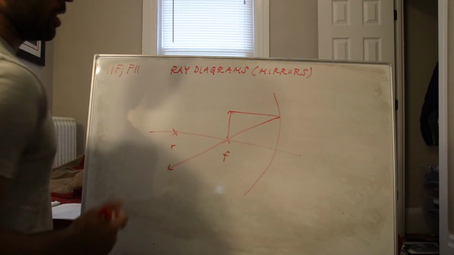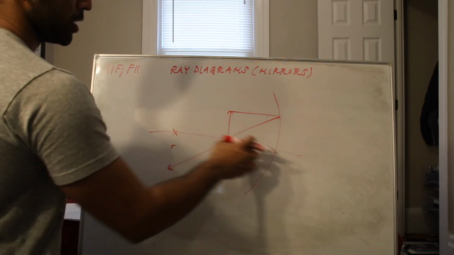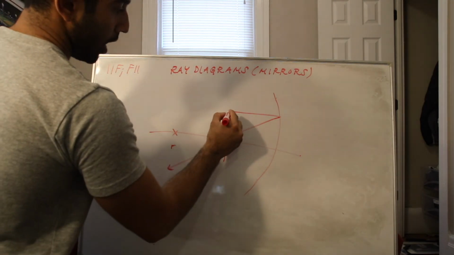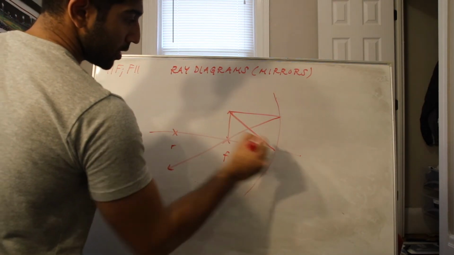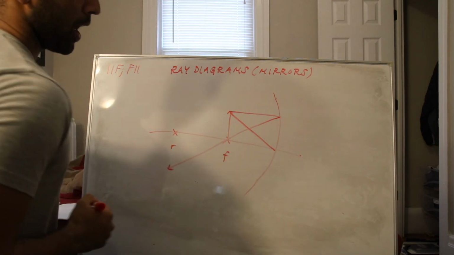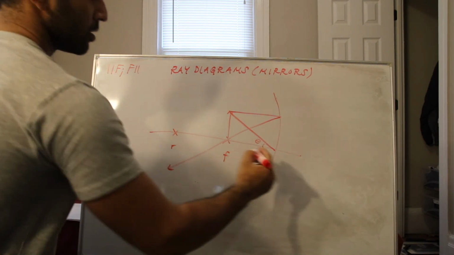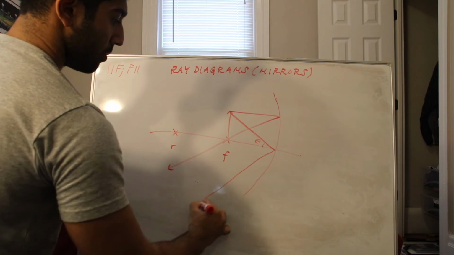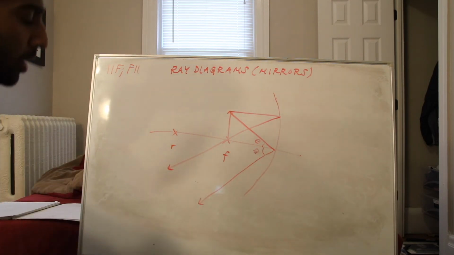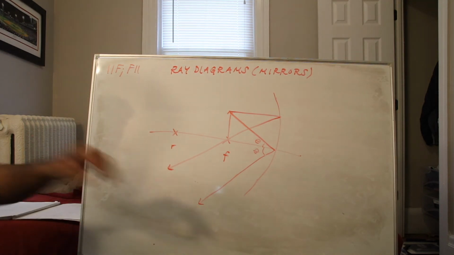So when you can't go through F, you will go through the center of the mirror, where the principal axis meets the mirror, and there's a special property about this. The light ray will bounce back at the same angle theta that it hits at. So it'll bounce back at the same theta, and you'll see, if you draw this properly, that these two rays will be parallel. These will never intersect.